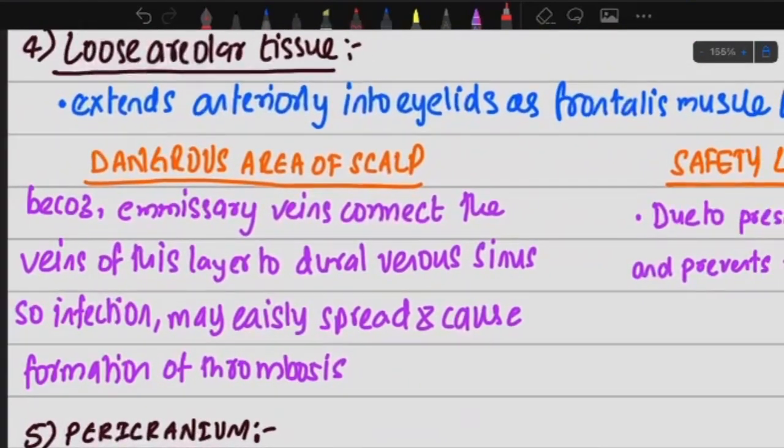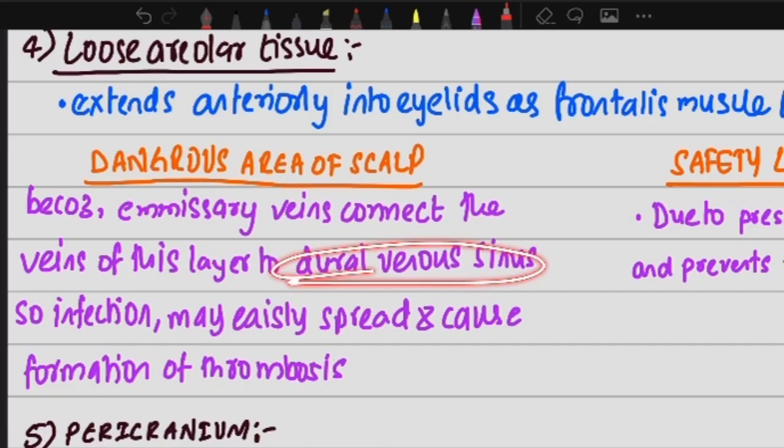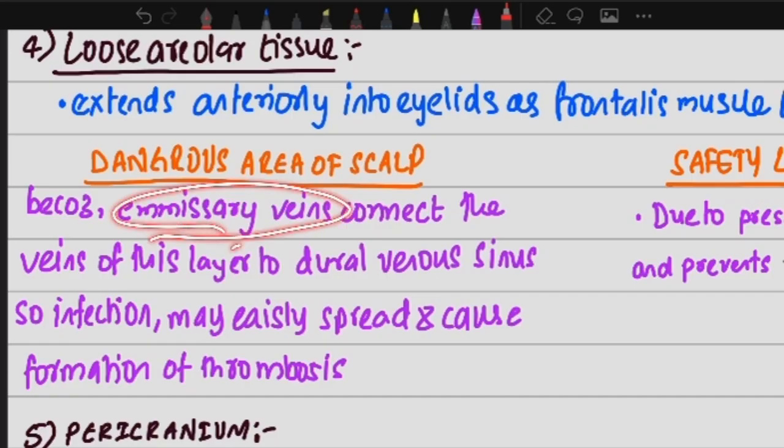Because emissary veins connect the veins of this layer to the dural venous sinus, so infection may easily spread and cause formation of thrombosis. I know you have not understood anything, but try to remember this dural venous sinus. We'll be studying the dural venous sinus in detail in the coming videos. Okay, so there are some veins called emissary veins. These veins connect the vessels of this layer to the deeper veins which are present near the brain. Okay, so it just gives a passage. These emissary veins connect to the dural venous sinus.